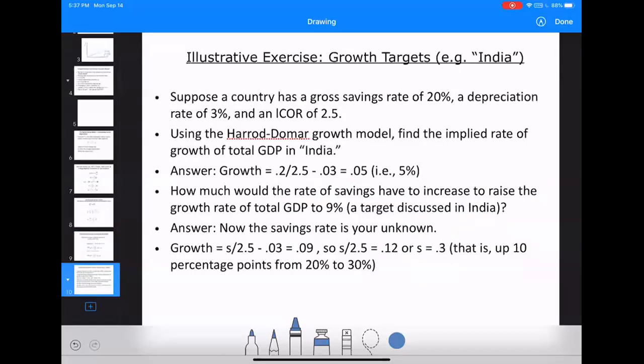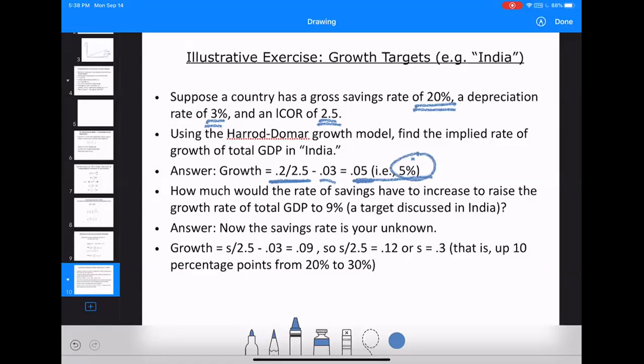So then let's see how we can do some thought experiments. In India, they sometimes talk about how they want to raise the target rate of growth above what it is, as many countries in the developing world do. So suppose there's a gross savings rate of 1/5, a depreciation rate of 3%, and an I-core of 2.5, a typical number. And so what's the implied rate of growth? Well, we've already seen how to do this. We just plug in the numbers: 0.2, the savings rate, divided by 2.5, the I-core, minus the depreciation rate. And we find that the answer is 0.05, or in percentage terms, 5%.